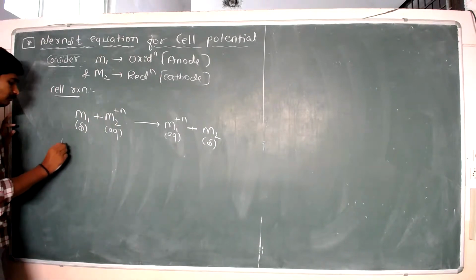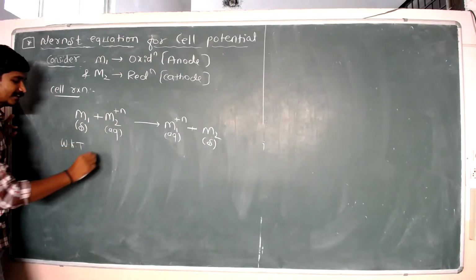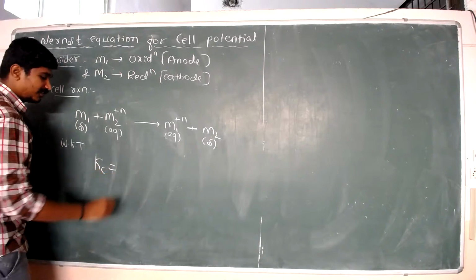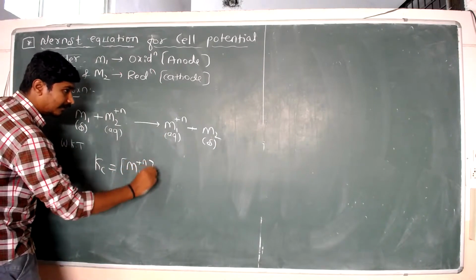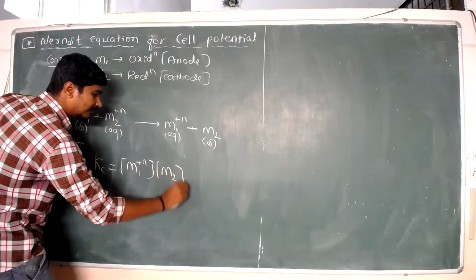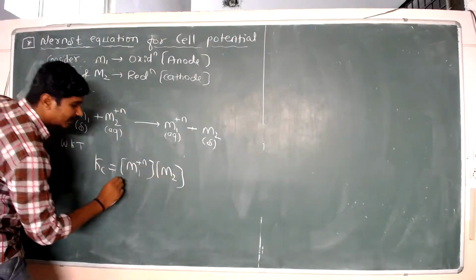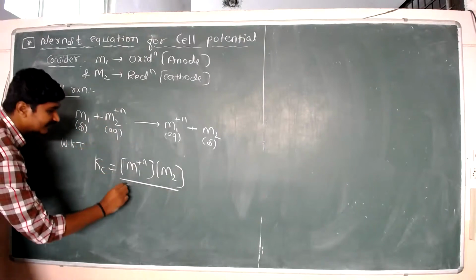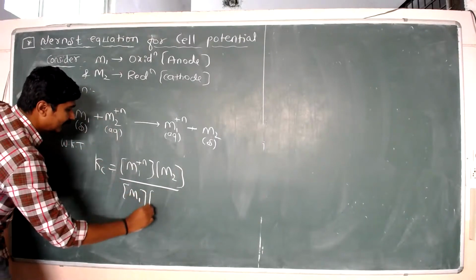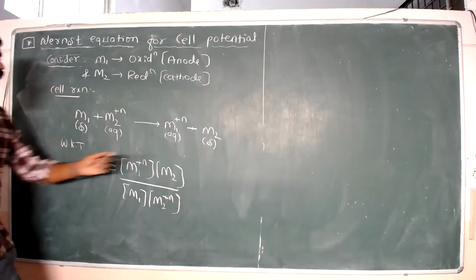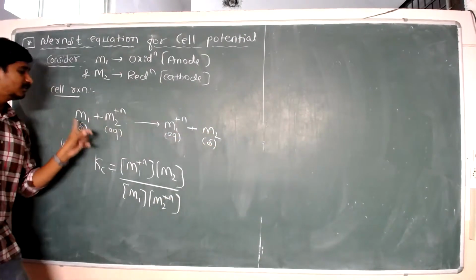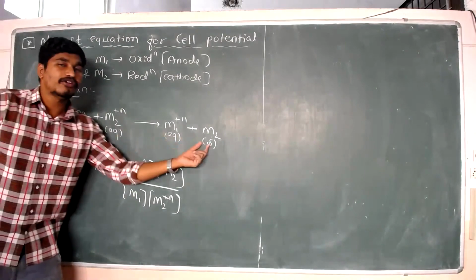Now we know how to write the equilibrium constant for this reaction. Kc is the concentration of products divided by the concentration of reactants, that is M1 plus n into M2 divided by M1 into M2 plus n. I am simplifying here: M2 is solid, M1 is also solid, M1 and M2 are the solids.